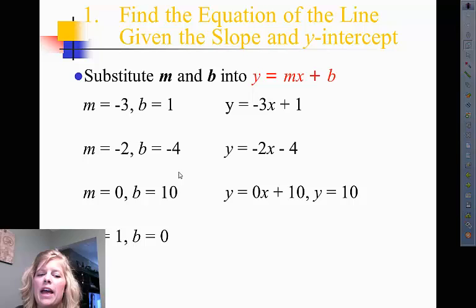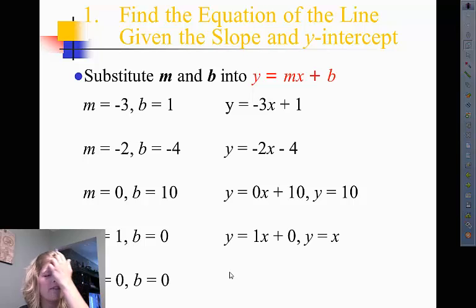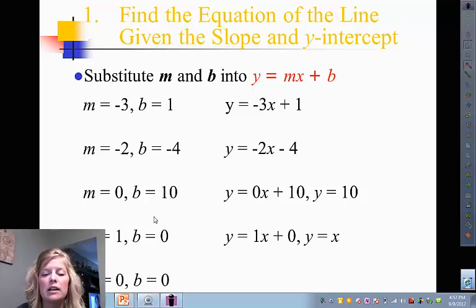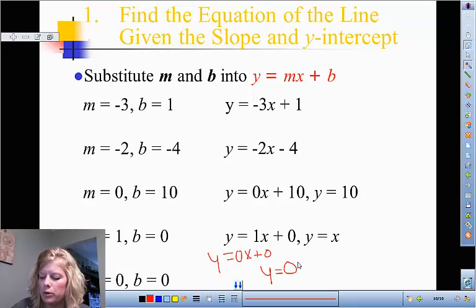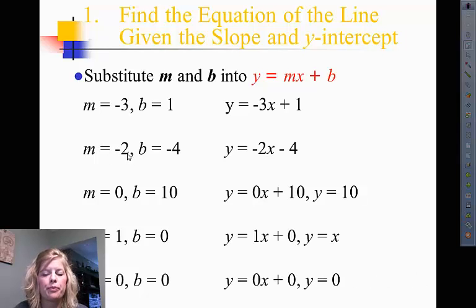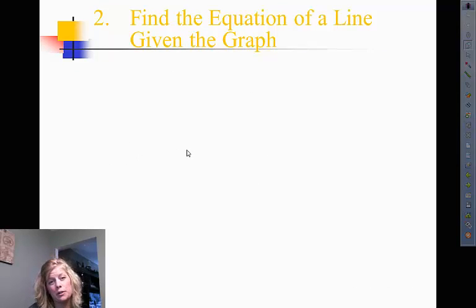And this one, if I have m equals 1 and b equals 0, y equals x over here. And last but not least, what if I had m equals 0 and b equals 0? So if you plugged 0 in for both m and b, what would you have left? Yeah, you'd have nothing. So you'd have 0 over here. y equals 0. That would be your equation. All right, so that's your first part of your assignment.